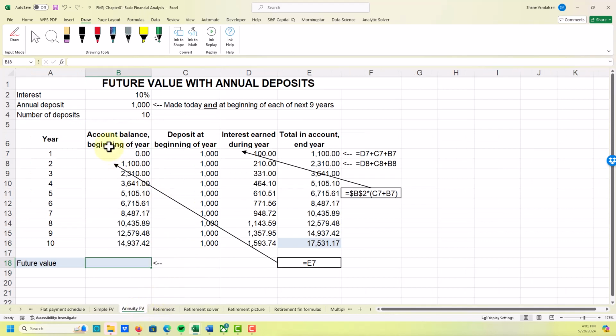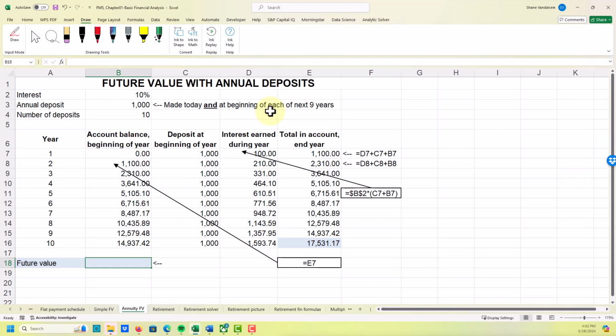And our annuity here says our annual deposits are $1,000, and it's made today and at the beginning of each of the next 9 years. And that's important because this is going to be an annuity due, because we're making our first payment today, and then we're going to make a payment at the beginning of each of the next 9 years. If this were a regular annuity, we wouldn't make our first payment until the end of year 1 instead of at the beginning of year 1 or today.